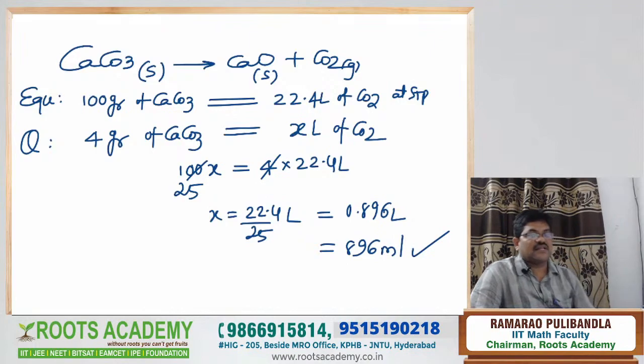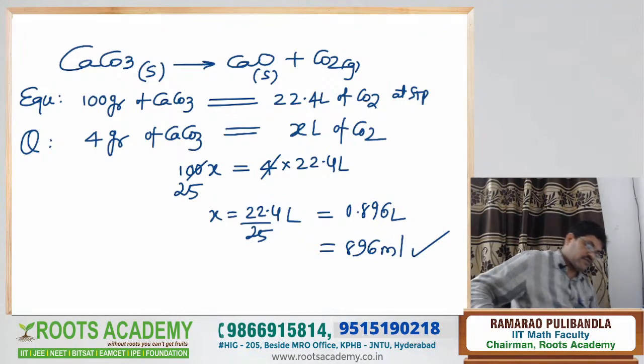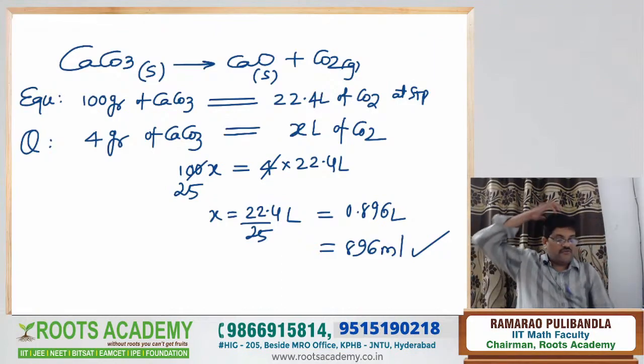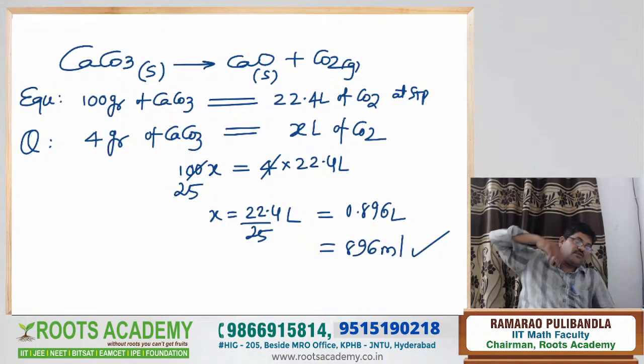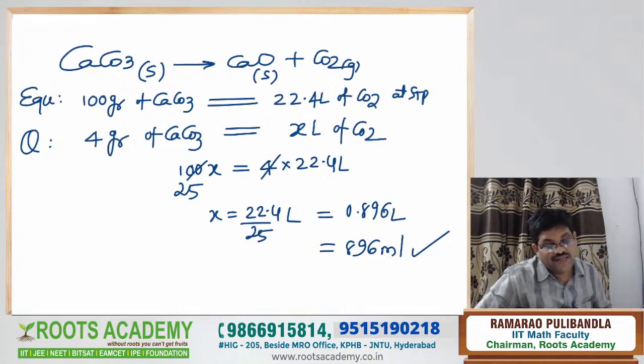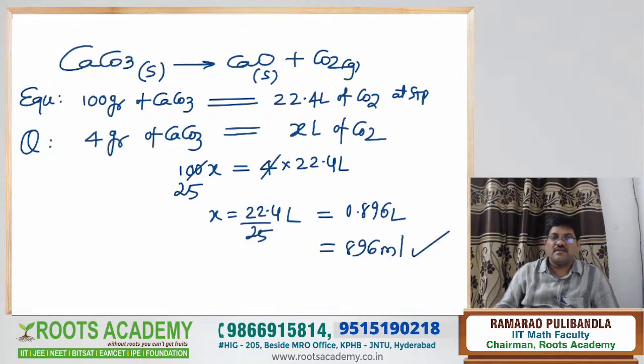This is your base class. Understood? Simple. According to the equation, for 100 grams of limestone, you get 22.4 liters of CO2 gas at STP. For 4 grams of limestone, you get x liters of CO2 gas, that is 0.896 liters, equal to 896 ml of CO2 gas liberated. Right? Thank you very much.